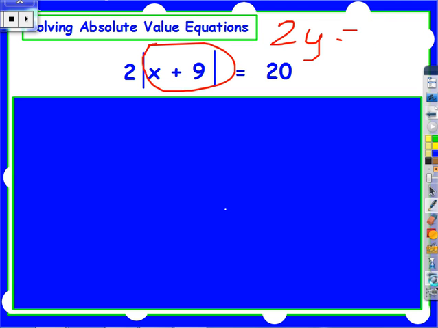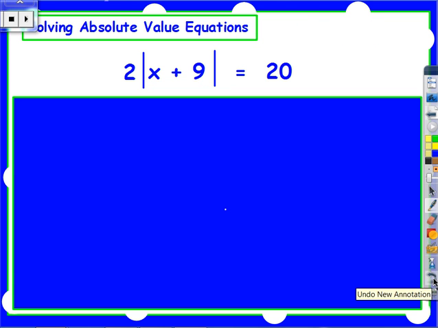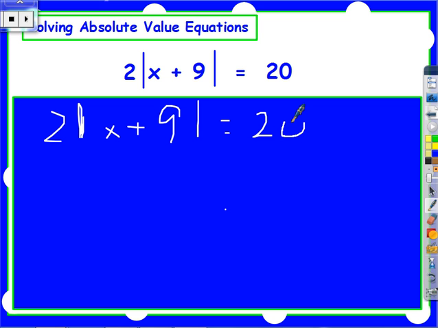Get rid of that just so that you can see. I'm going to divide this equation first by 2. So if I rewrite the whole thing down here, I've got 2 absolute value of x plus 9 equals 20. I'm going to first divide by 2. I get the absolute value of x plus 9 equals 10.